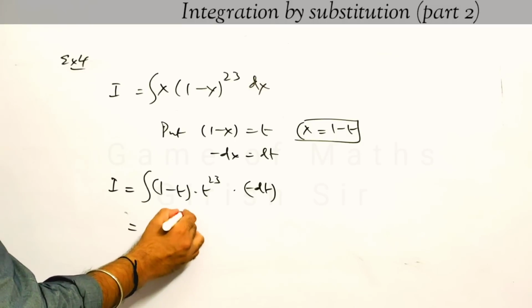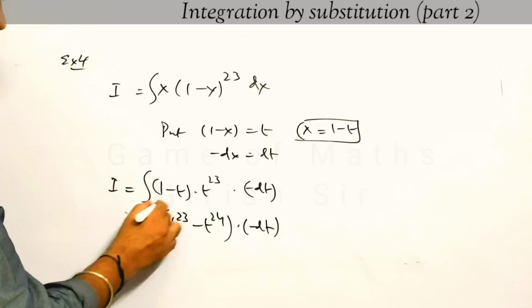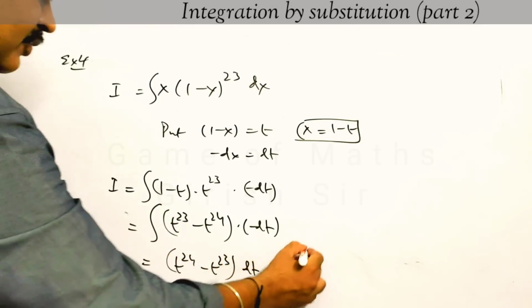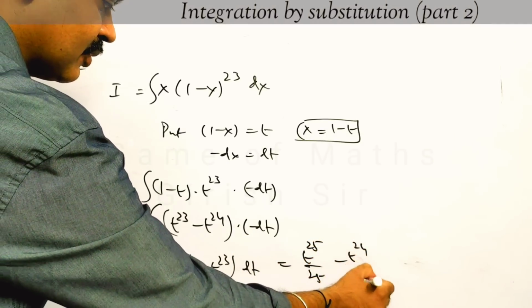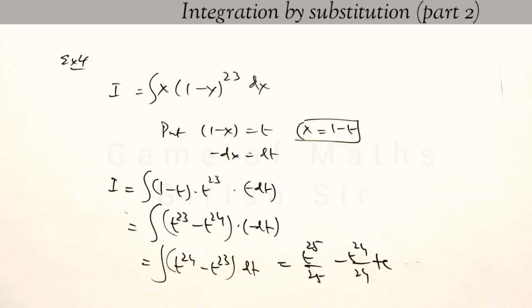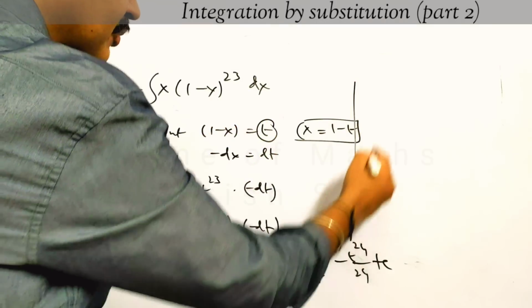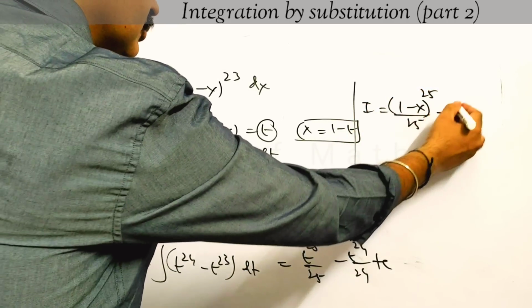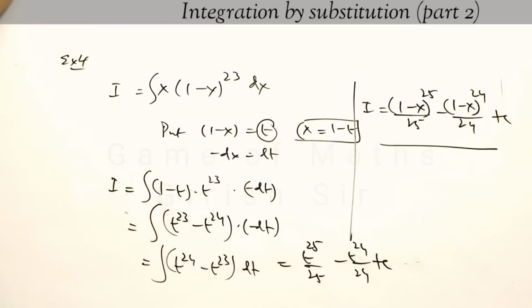That gives me t to the power 23 minus t to the power 24 into minus dt. So I can rewrite like this, which should be easy to integrate. Now you'll make the substitution back in terms of x, the value of t being 1 minus x. If I make the substitution, the integral now becomes this. This is the answer to the question.